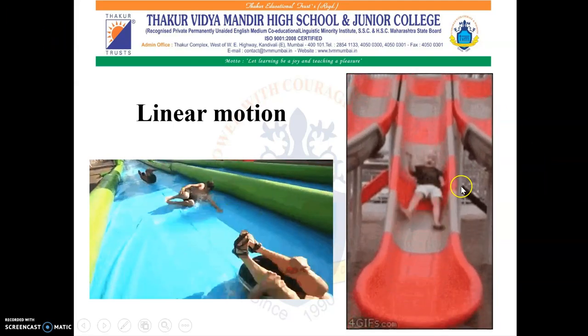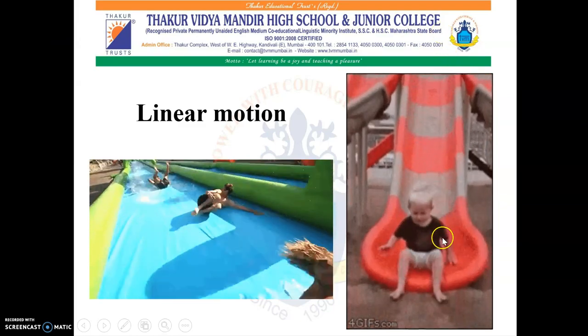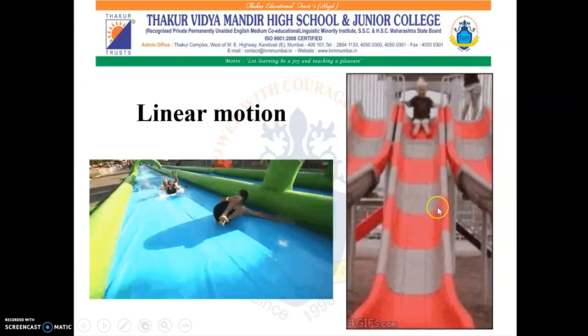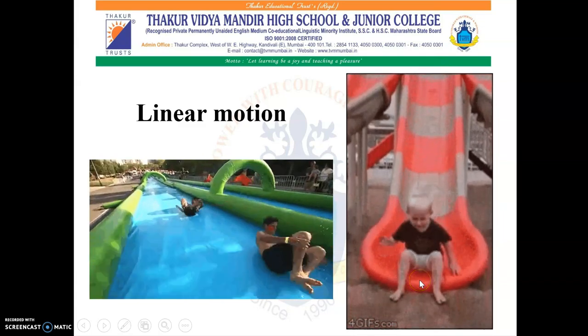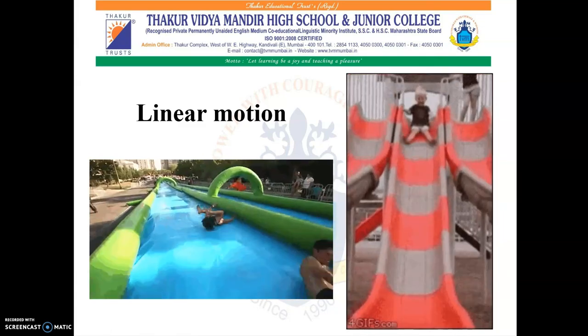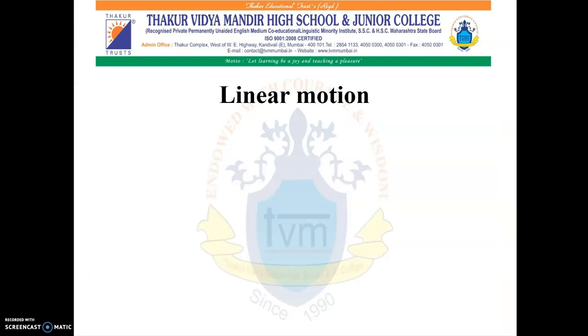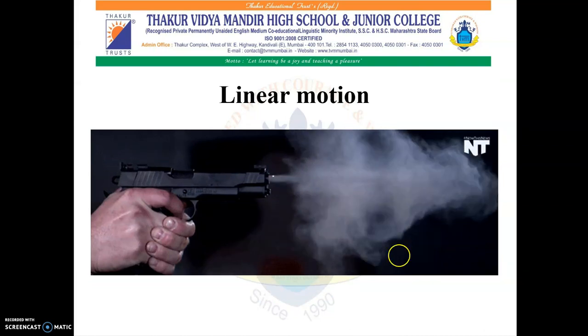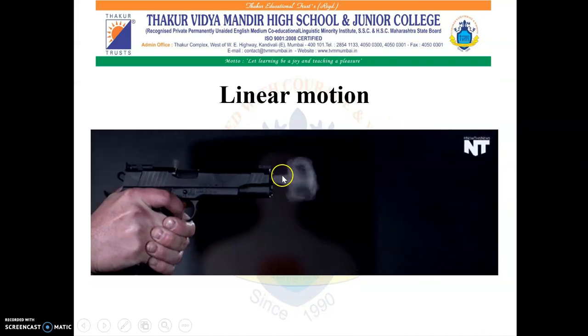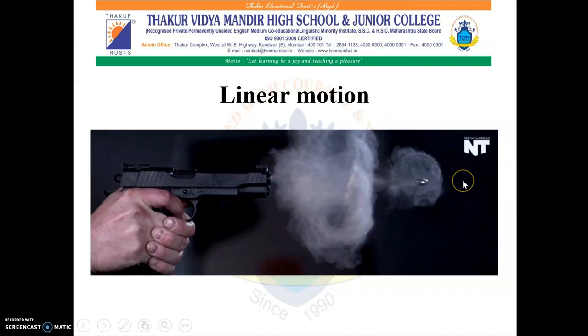Here, a boy sliding over a slide. The slide is also linear. So the motion of the child is also linear motion. A bullet fired from a gun is also having a linear motion.